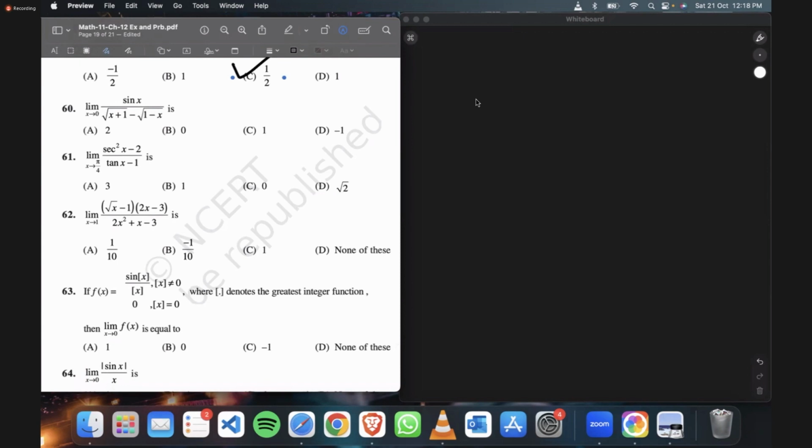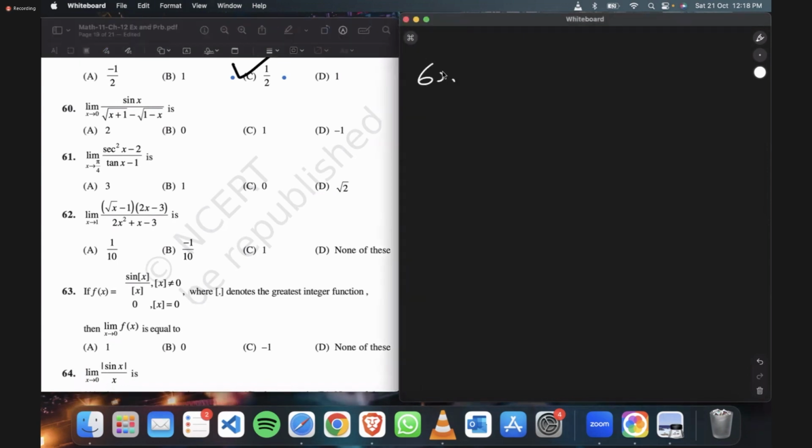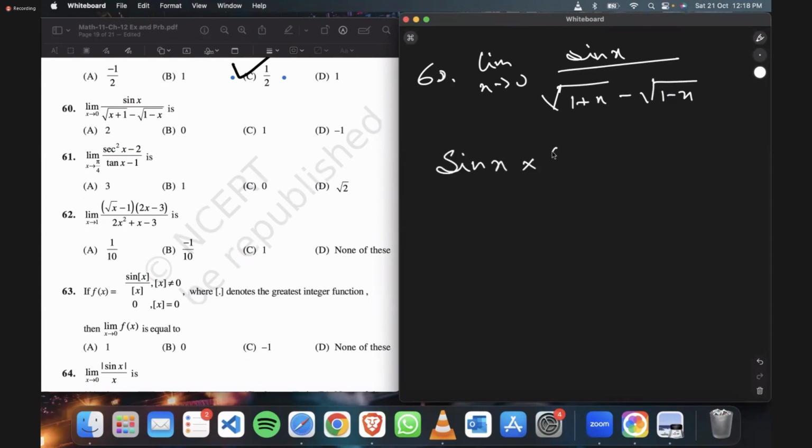Next up is question number 60. In question number 60, we have been given what? Yeah, so there's a limit on x, there's a sin x term, which is whole divided by under root of 1 plus x minus under root of 1 minus x. Simply just to simplify it, we can multiply and divide with the conjugate of this. So sin x multiplied with under root of 1 plus x minus under root of 1 minus x, over 1 plus x minus 1 plus x. So there will be a 2x over here.